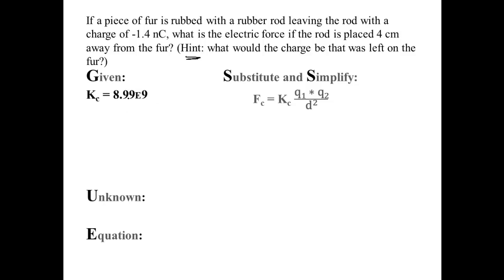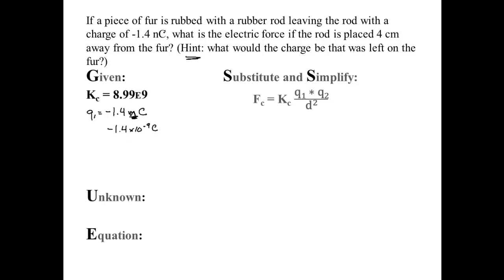Well, I have Coulomb's constant, 8.99 times 10 to the 9. And let's see, I do have a Q1 equals negative 1.4 nanocoulombs. And now this n stands for nano, and actually it represents a scientific notation of times 10 to the negative 9 coulombs. Now, let's go back to our hint.